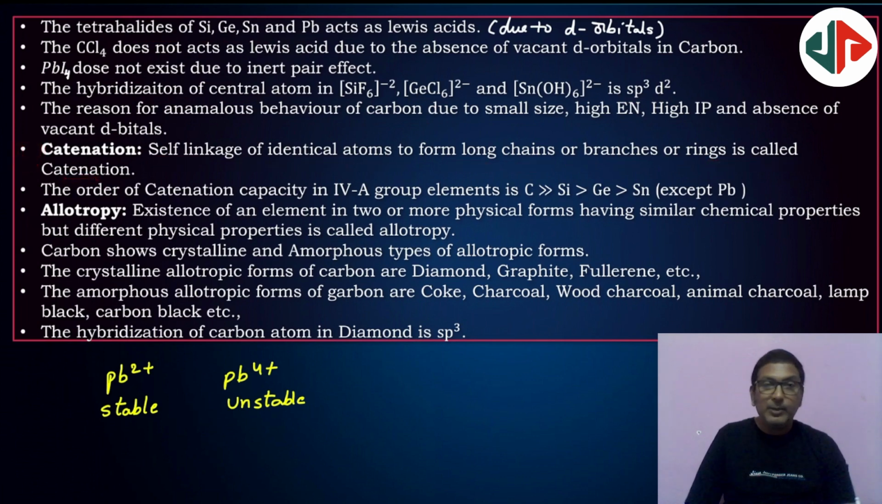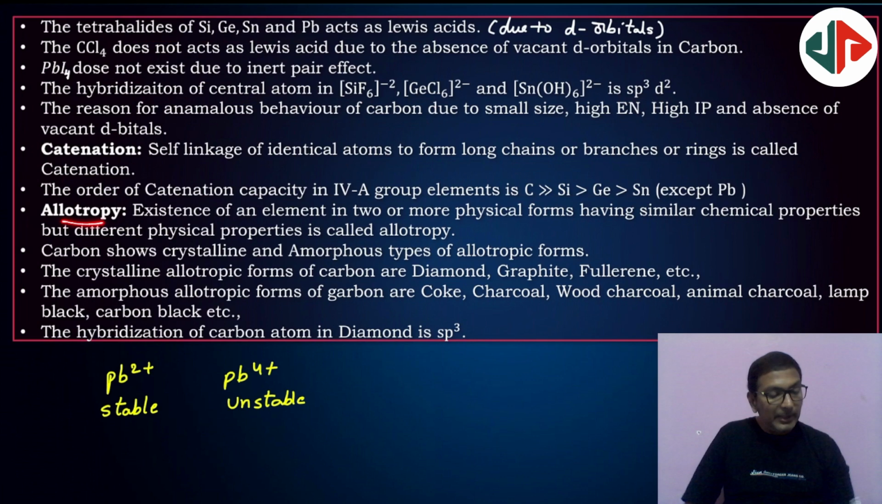It is a unique property of carbon. Therefore, it is forming millions of organic compounds. So, order of catenation: carbon highest. Next, silicon, germanium, tin. Lead is not having any catenation property. So, catenation property is due to high bond dissociation energy of carbon-carbon.